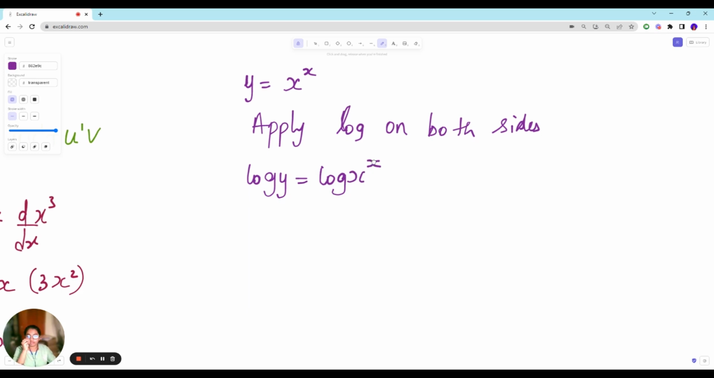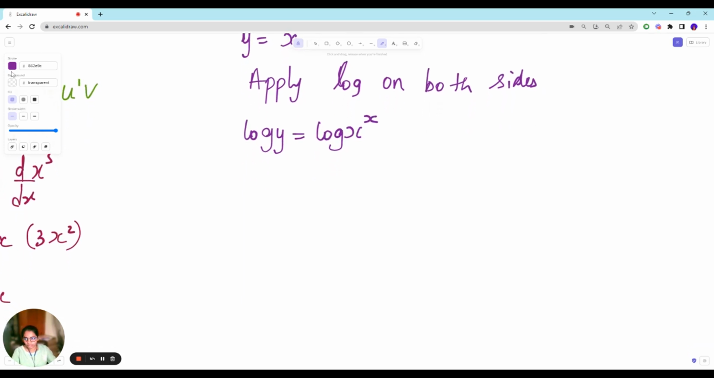How is this helpful? We know one of the formulas of log, that is log a power b is equal to b log a. Correct? So now, we have here log x power x. Log a power b. Can I write this as x log x now? Yes. In the LHS we have log y.